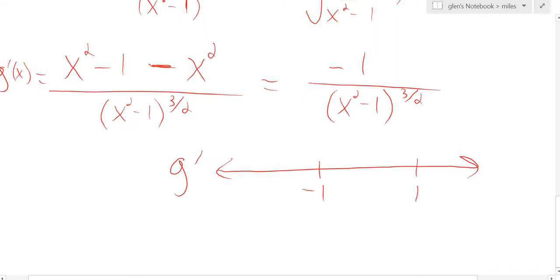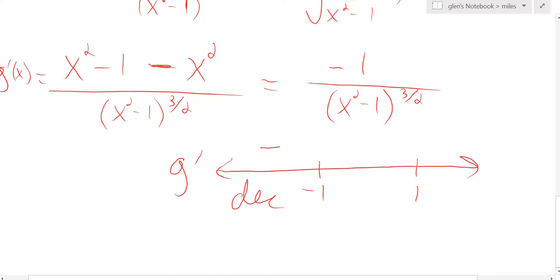If I plug in a super negative number, like negative 6, you're going to get negative 1 over the square root of 35 cubed, whatever. The denominator is positive. Do you see that? If you plug in negative 6 in there, it's a positive number, but the numerator is negative. So that means negative, which means g of x is decreasing on that interval.